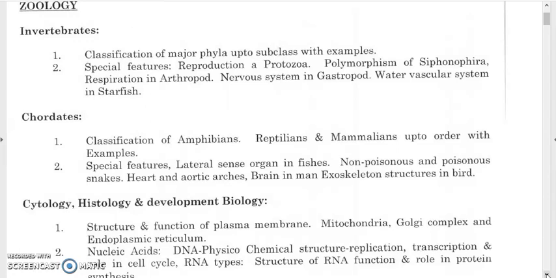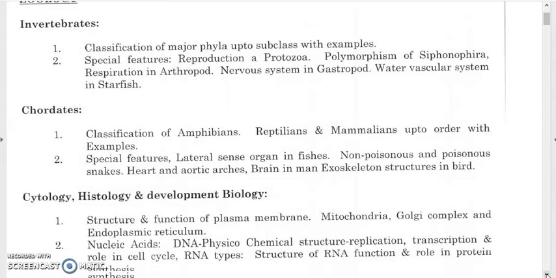And hearts and aortic arches of different groups. In the case of fishes, you have to compare the heart with amphibian hearts, reptilian hearts and mammalian hearts. Mammalian hearts are four-chambered hearts, and from two chambers to three chambers, then four chambers, you have to study how they evolved. You also have to study the brain in man and exoskeleton structure in birds.